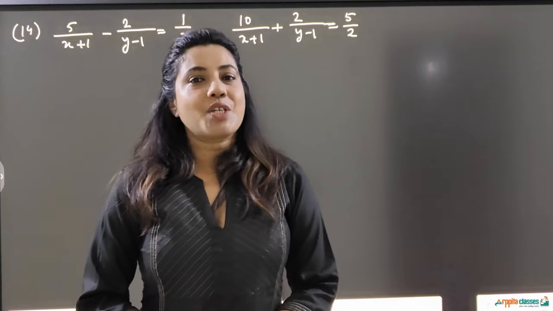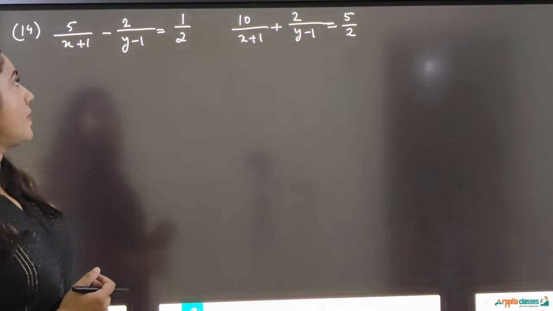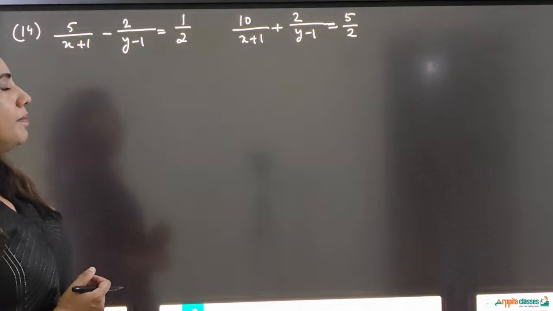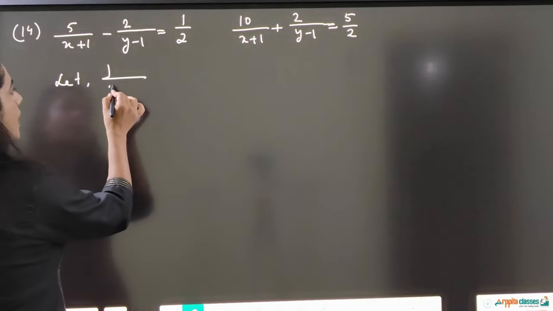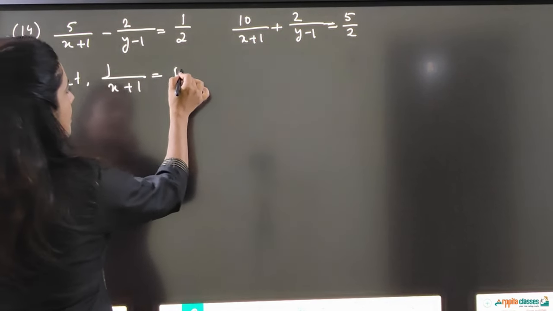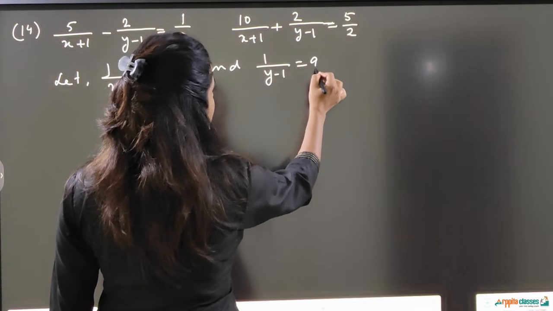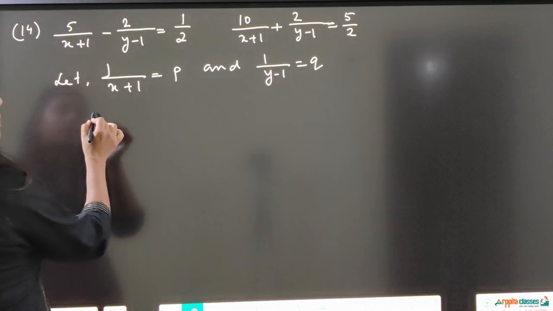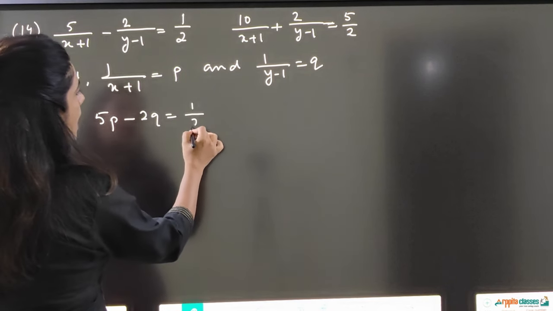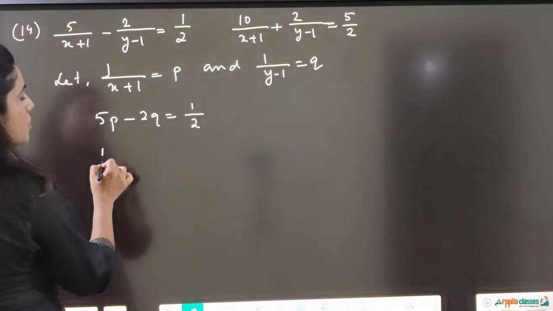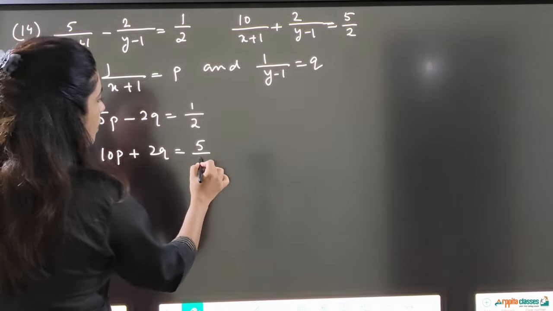So we have come to the last question of exercise 5B, the 14th question, which is 5 upon x plus 1 minus 2 upon y minus 1 is equal to 1 upon 2. Here you understand that we need to consider 1 upon x plus 1 as some other alphabet, and 1 upon y minus 1 as some other alphabet. So your first equation becomes 5p minus 2q is equal to half, and the second equation becomes 10p plus 2q is equal to 5 upon 2.